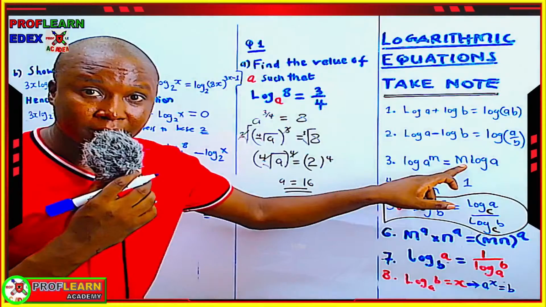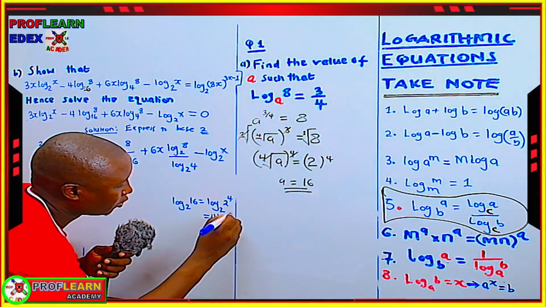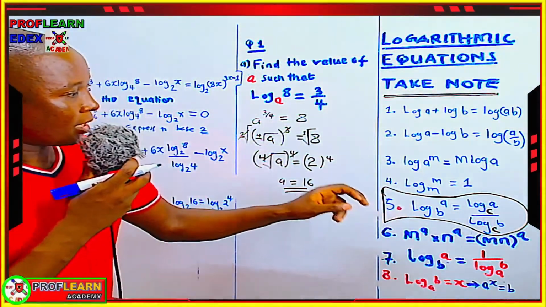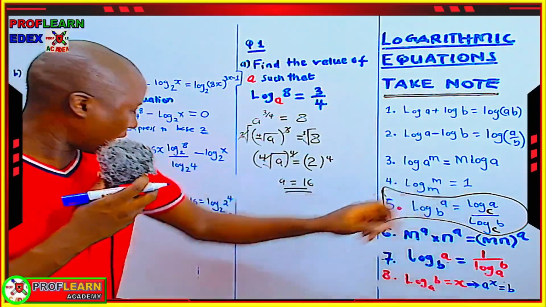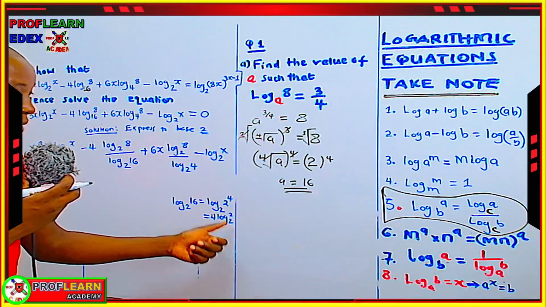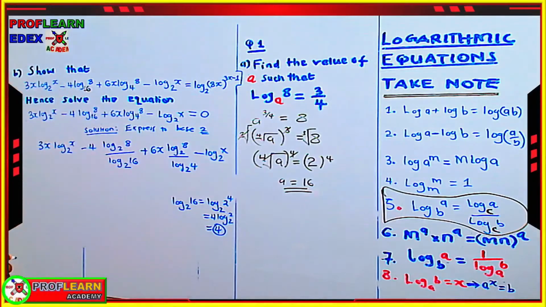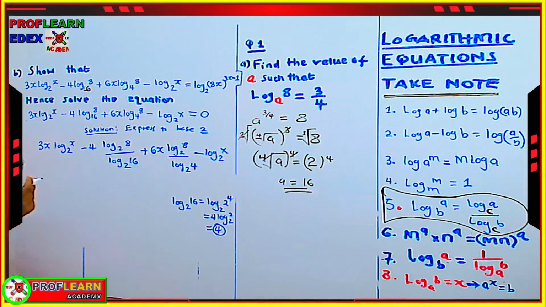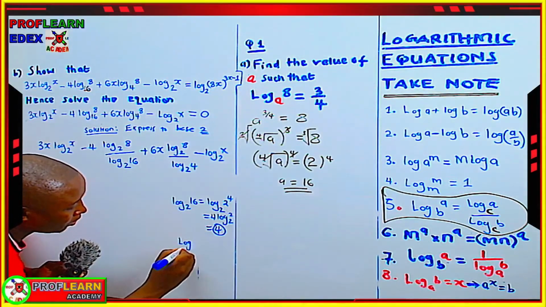So finally, we shall have this reducing to 3x log x base 2 minus this, and this will be log 8 base 2, plus this will go here, 3x log 8 base 2 minus log x base 2.